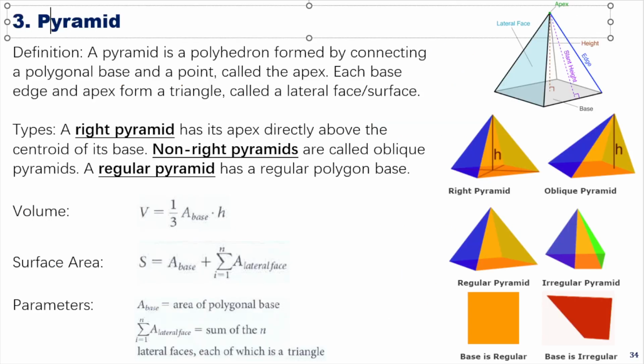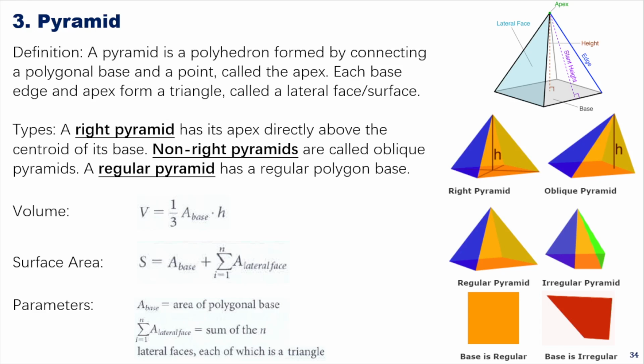Okay, so the next important 3D shape we're going to talk about is the pyramid. By definition, a pyramid is a polyhedron formed by connecting a polygonal base and a point, called the apex. Each base edge and apex form a triangle, called a lateral face or surface.